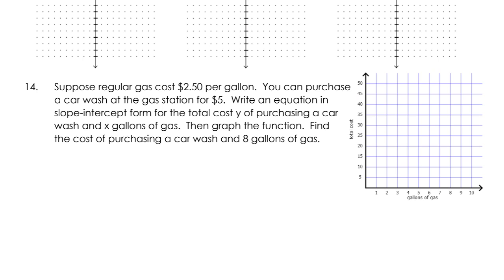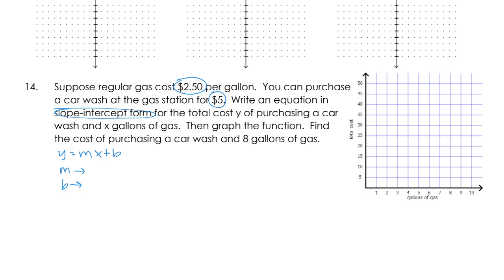Okay. Moving on here to our last problem, we have number 14. Suppose regular gas costs $2.50 per gallon. You can purchase a car wash at the gas station for $5. So we have $2.50, $5. Write an equation in slope-intercept form. So again, in y equals mx plus b, you have to know what m is and you have to know what b is in order to do that. Then it's going to say graph the function, and then it wants us to actually go a step further, and we'll talk about that when we get to that point. So starting with just writing the equation in slope-intercept form. Again, like we talked about very briefly on the front, you do need to figure out what's the rate of change, how is it going to change, and then what's the starting point.